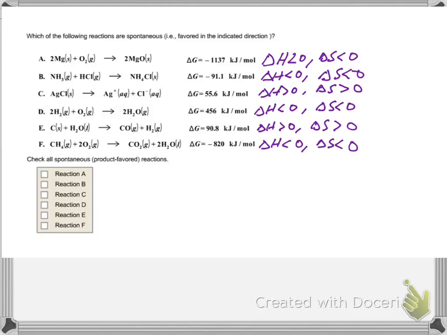But the question asks about product favored just from delta G, and just from delta G in the sign, we can assign these 3 to be product favored. So you should be able to walk through reactions like this without any problems.